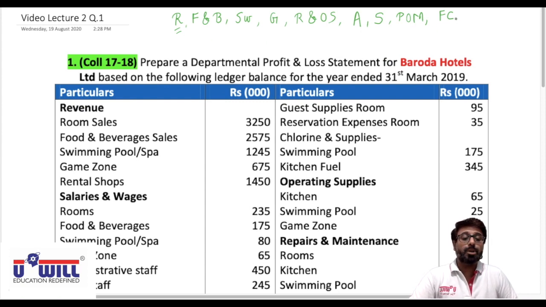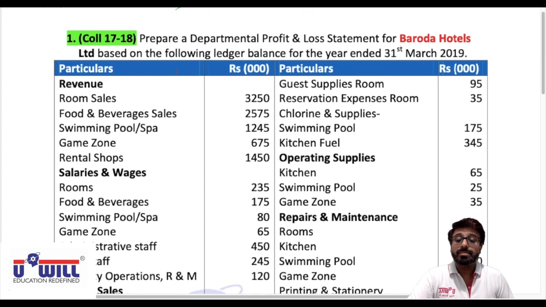So these markings are to be done. Look at them once again. Rooms, food and beverages, swimming pool, game zone, rental and other services, administrative expense, sales promotion expense, property operation and maintenance charges, and fixed cost. Let's do the markings first.